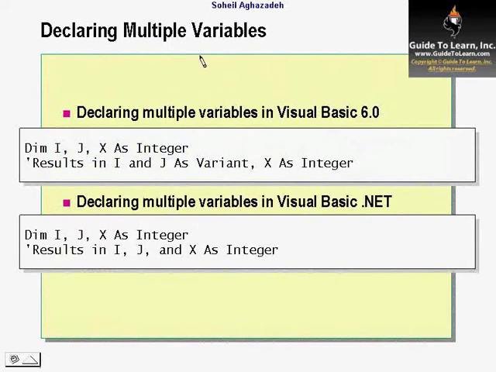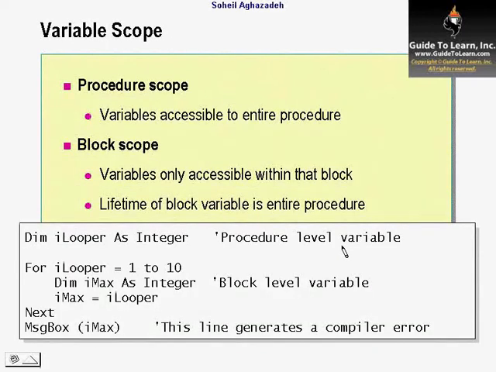In order to declare multiple variables, as I mentioned, in VB 6.0, i and j would have resulted in variant, but x would have become integer. Here in VB.NET, all of them result in integer. These are some changes that we have from VB 6 to VB.NET.